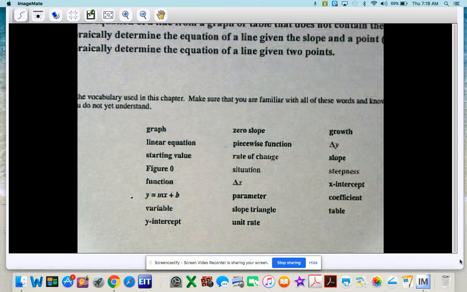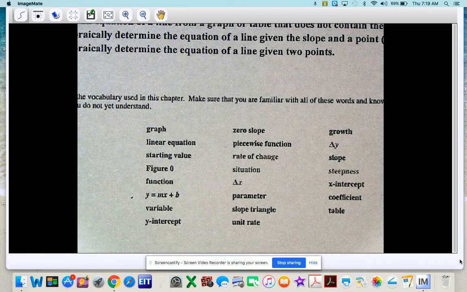y-intercepts. We'll be seeing what zero slope is. Next week, we'll look at a piecewise function. Rate of change is a way of defining slope. We've been looking at some different situations that will involve linear relationships. Change in x or delta x, we've used that to help us figure out the slope. We'll get to a parameter. We've made some slope triangles already. Unit rate is another way of looking at what the slope is.